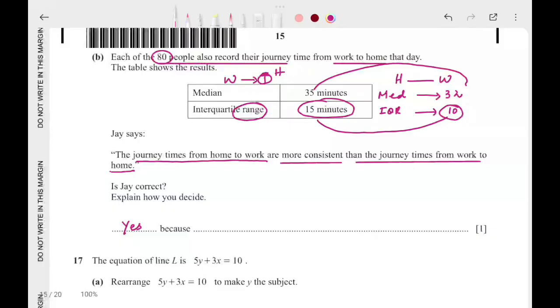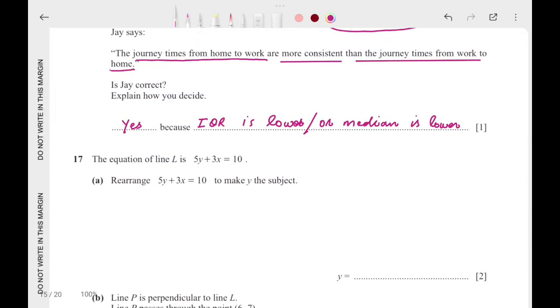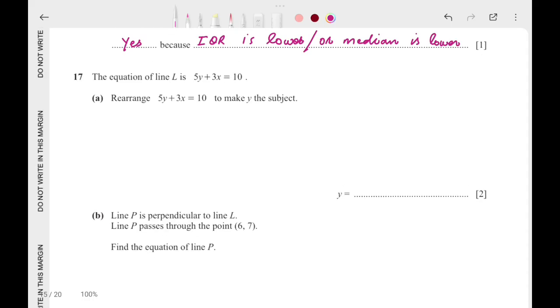So we can say that the IQR is lower, or the median is lower. Now question number 17. The equation of line L is 5y plus 3x is equal to 10. Rearrange this equation to make y the subject.